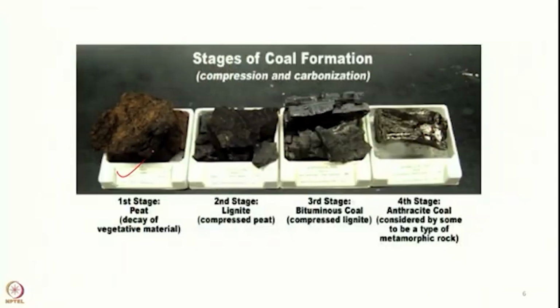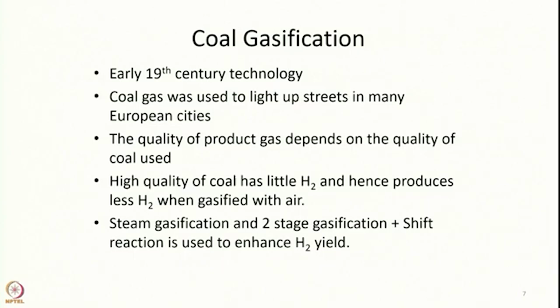Now these are some of the figures. The first is the peat decay of the vegetative material, the second stage is lignite, the third stage is bituminous coal. This you can see is blackish, looks like coal, and anthracite coal is considered by some to be a type of metamorphic rock. So in the literature you will see different definitions of this coal, but this has a high amount of carbon in it, and hydrogen is very low. Most of the hydrogen has been lost during the coal formation.